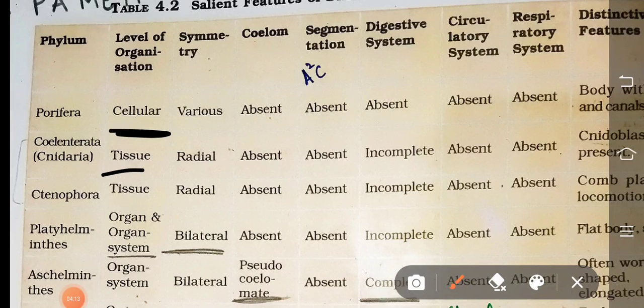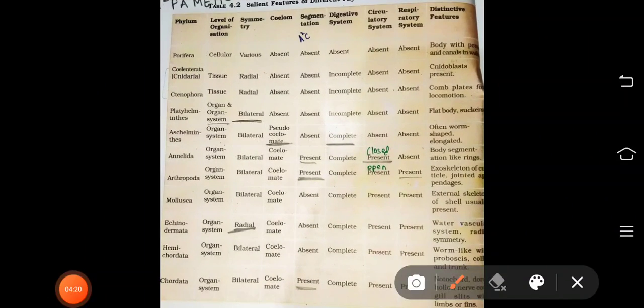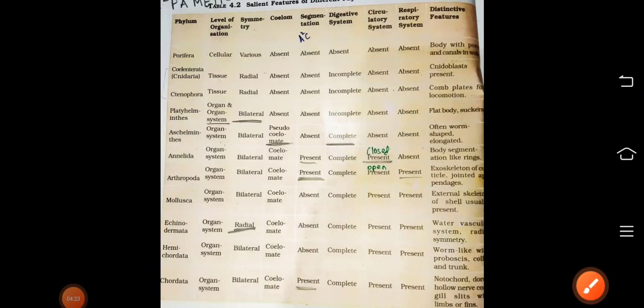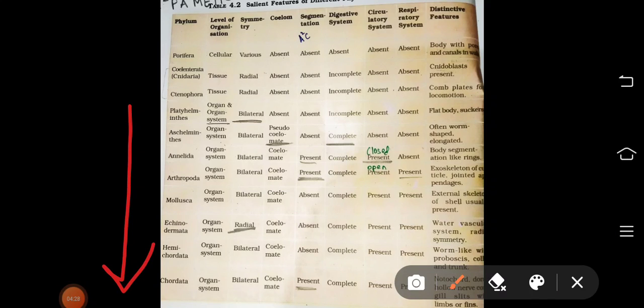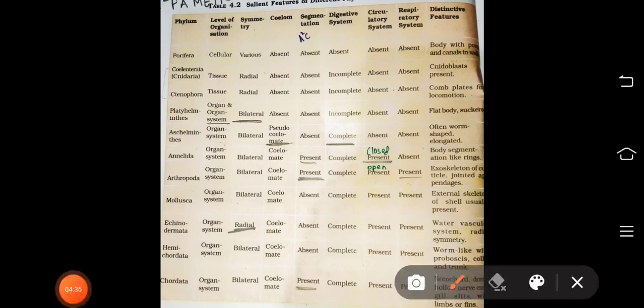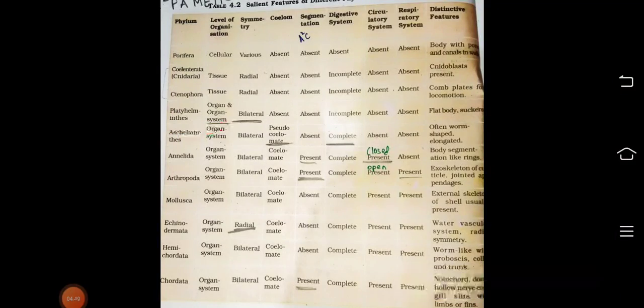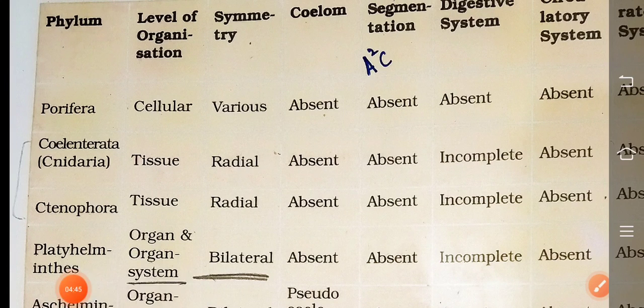Then Coelenterata and Ctenophora have tissue level, and from Platyhelminthes to Chordata, each and every one have organ system level of organization, from Platyhelminthes to Chordata. Now you have to remember this, that organ system starts from Platyhelminthes. Okay. Then let's see about what is symmetry. So yes, let's take a blank slide.